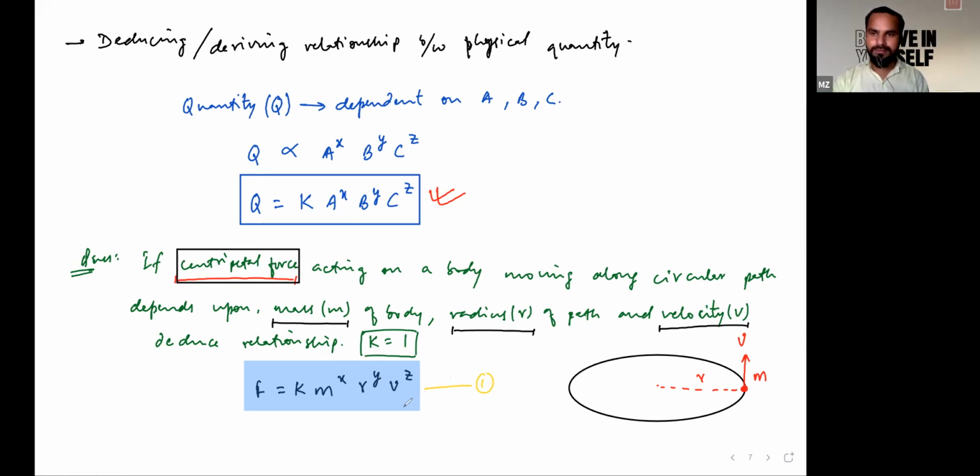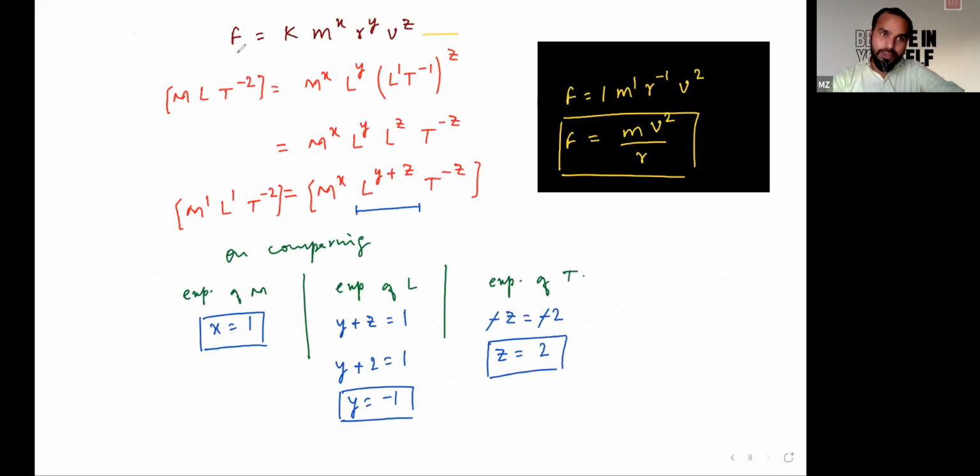Till now, any doubt? Umar? No. Now, as we all know, if two quantities are related by an equals sign, then according to the principle of homogeneity, the dimensions on either side of the equation would be the same. So on the basis of this relation, just write the dimension of each side.